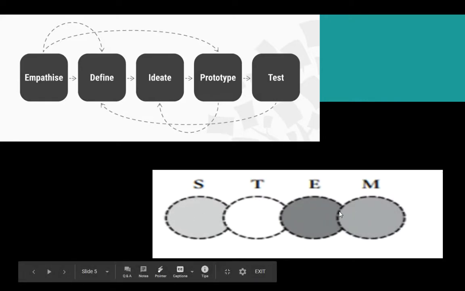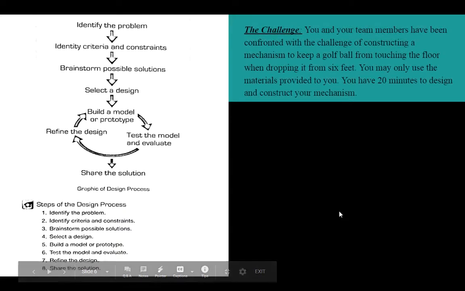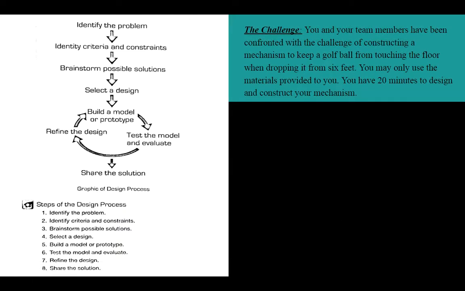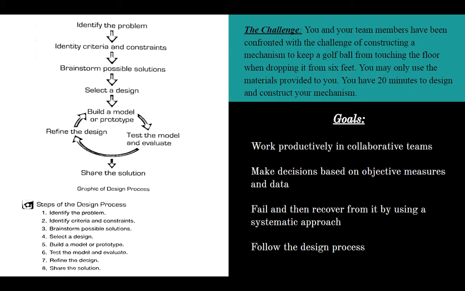So if we don't master one area, it's hard to go on because our ultimate goal is to get the STEM integration. Therefore, our challenge for the week was: you and a team are confronted with the challenge of constructing a mechanism to keep a golf ball from touching the floor while dropping it from 6 feet. You have 20 minutes to design. The goals of this STEM engineering project were to work productively in collaborative teams, make decisions based on objective measures and data, fail, and then recover from it, and that comes back to build a prototype and follow the design process. Will you actually go through all of the steps?